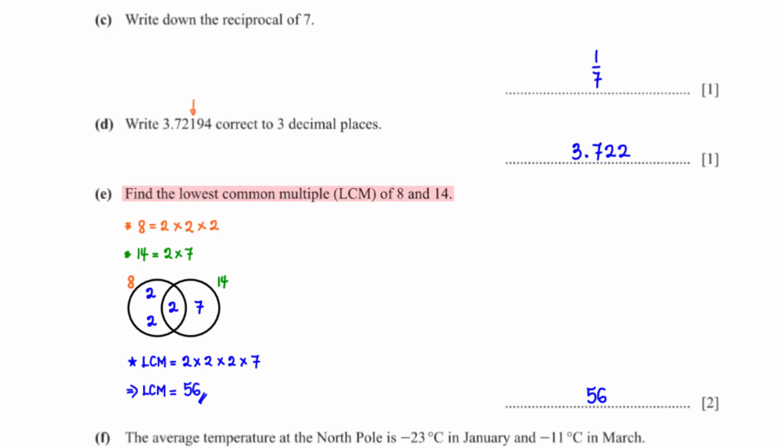Find the lowest common multiple of 8 and 14. First, we need to write 8 and 14 as a product of their prime factors. Then we map their prime factors onto a Venn diagram. The product of the elements in the Venn diagram gives us the LCM. So we have 2 times 2 times 2 times 7, which is equal to 56.